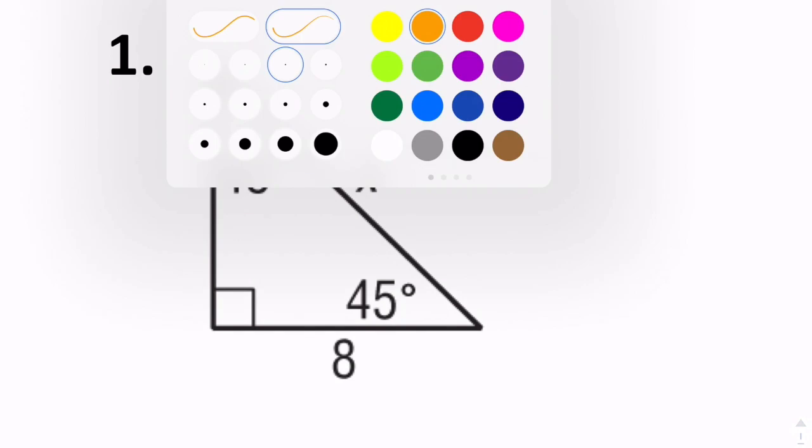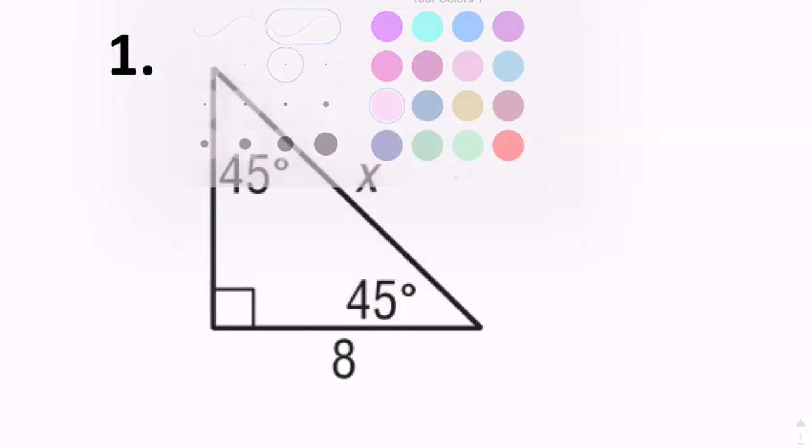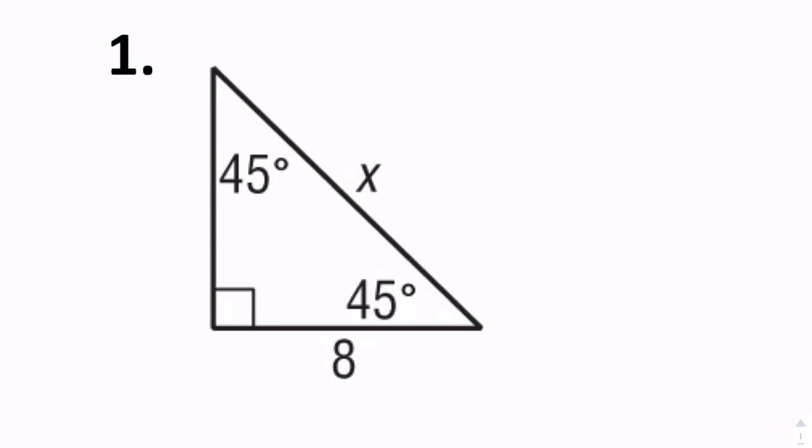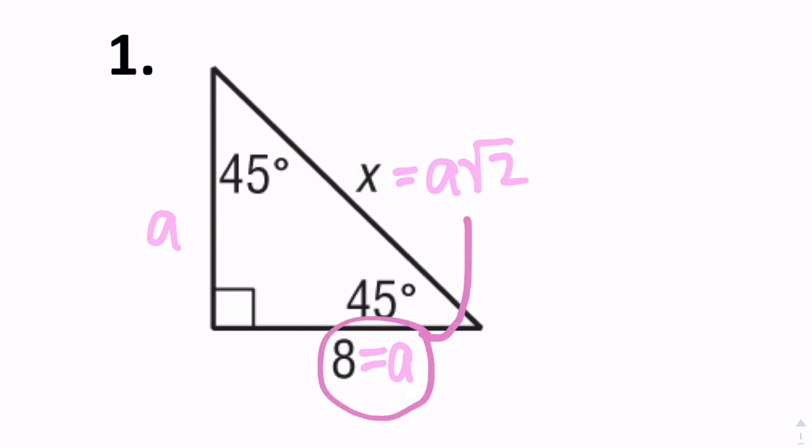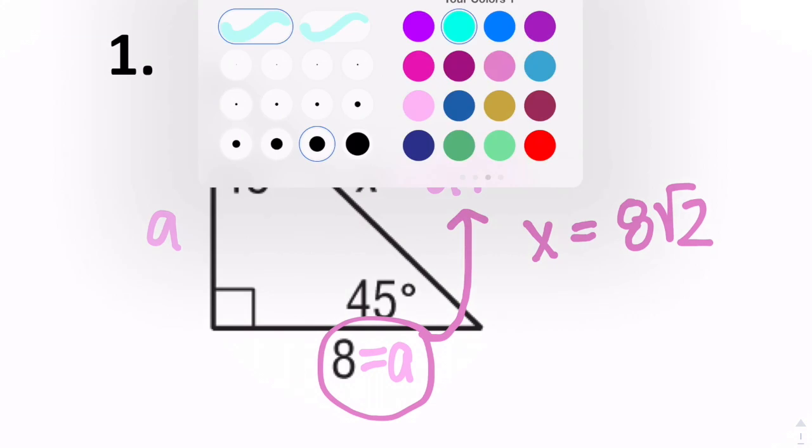Before you start any of these problems, I would like you to quickly write in, okay, across from the 45, this is A. Across from the 45, this is A. And across from the 90, that's A root 2. Okay, I want you to write that in. Now you can start looking at the numbers. So if this is A, then we could solve for x really easily because x is a root 2. So x must be 8 root 2 in this example.